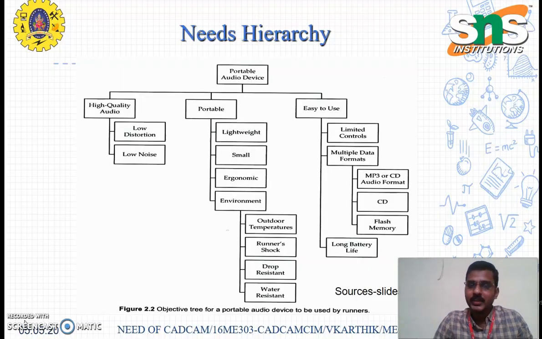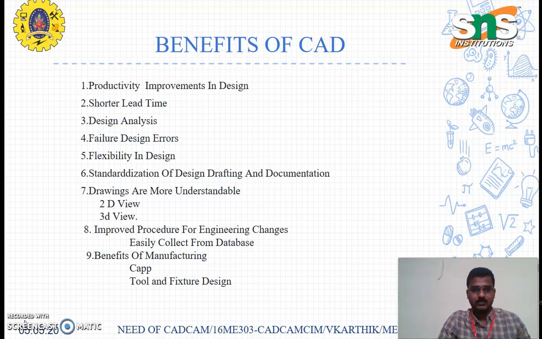Here, needs hierarchy. It means where we are implementing CAD/CAM Sim in the system. These are all the needs: high quality, portable, easy to use, low distractions, lightweight. These are the things we need for implementing CAD/CAM Sim.